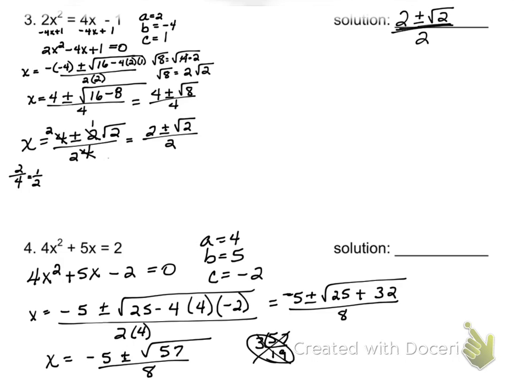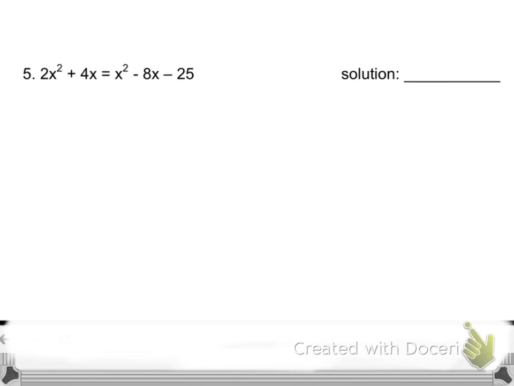So my final answer is going to be negative 5 plus or minus the square root of 57 over 8. And that's the final answer. So it's possible you're going to get these and you can't change anything. You just have to write that as your answer.